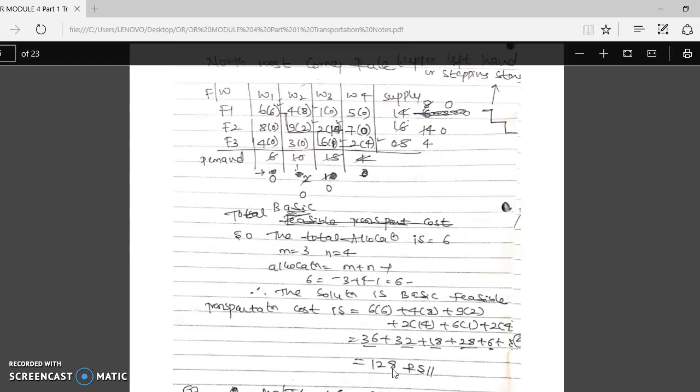So the next method is matrix minimum and Vogel's approximation method, that we'll see in the next video tutorial.